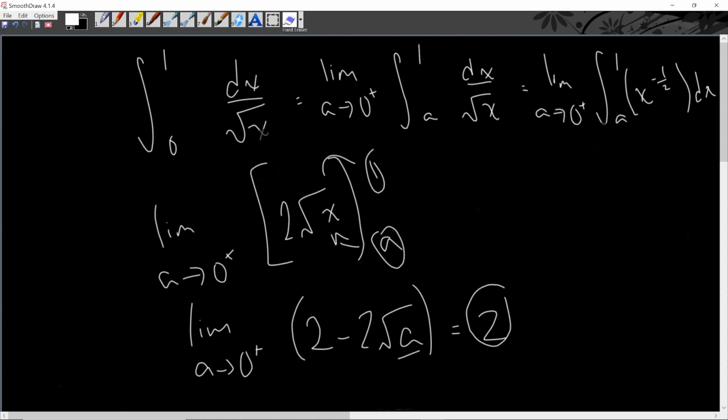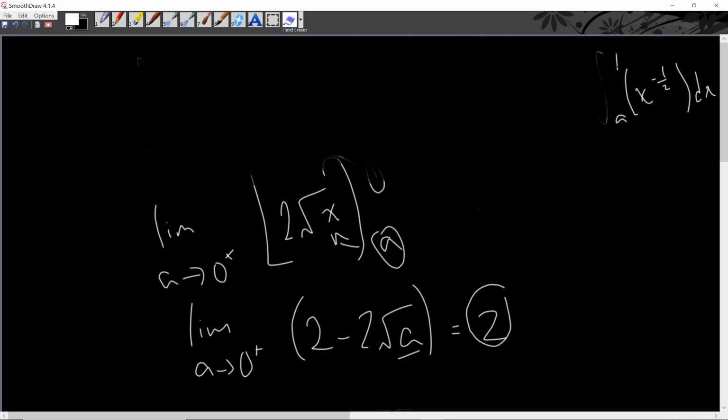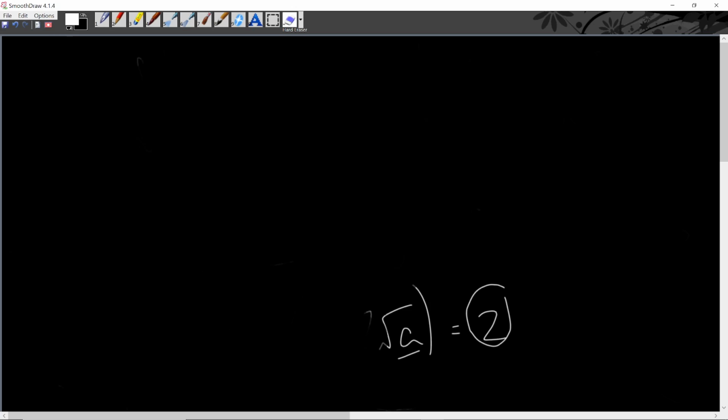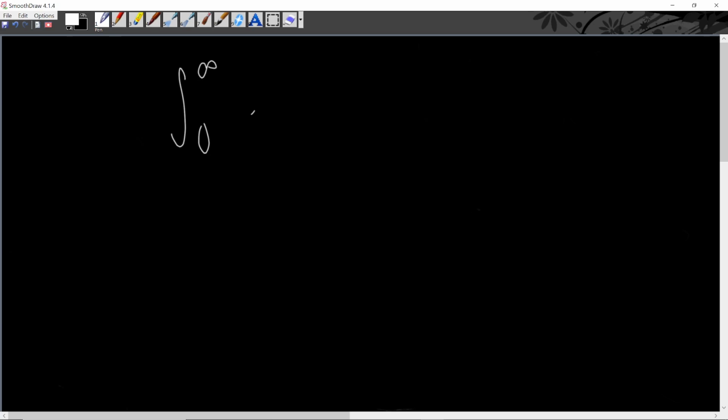Alright, so let's do some improper integrals for practice. Let's search something up real quick. Alright, this one's going to be fun because it's going to combine two of the things that we were talking about so far today, and that's improper integrals and integration by parts. So let's do it. We have the integral from 0 to infinity of e to the negative x times 1 plus 2x dx.